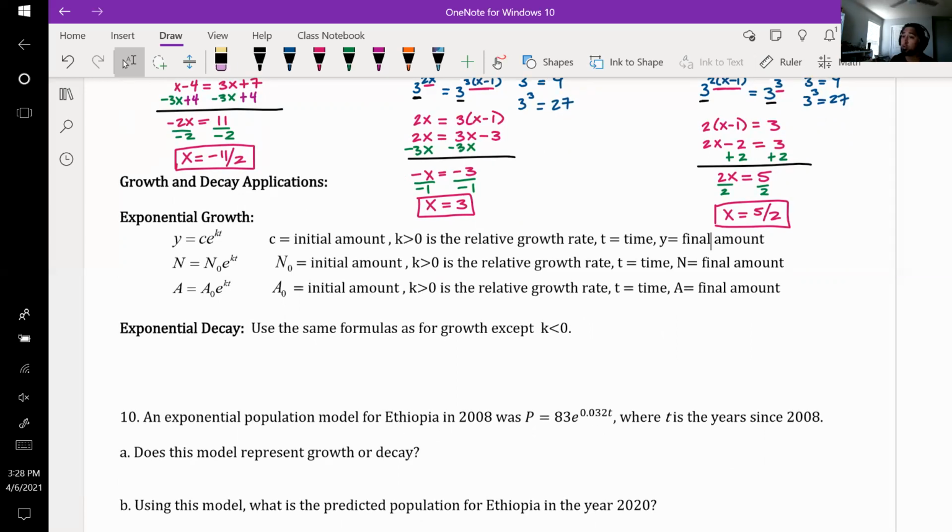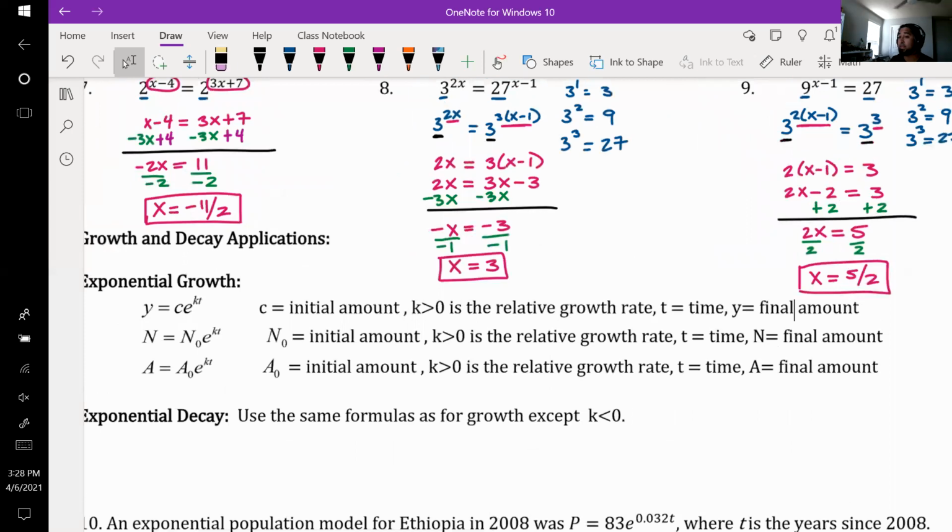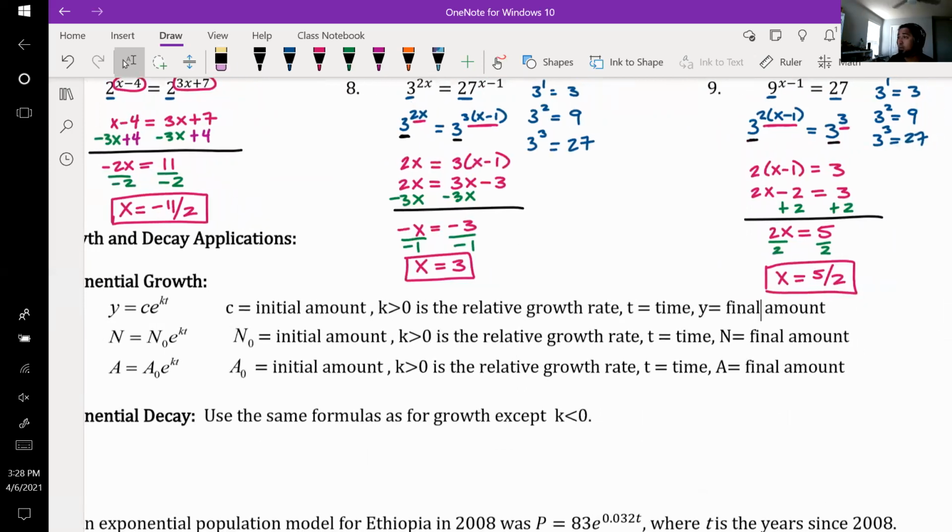So these are called exponential growth formulas. So for the first one, y equals c times e to the kt. C is the initial amount. So let's say that, I guess it's easier to talk about money. Let's say we put 10 bucks in. That would be the initial amount. And after X amount of years or T amount of years, we would want to know how much money our 10 bucks has made in investments. So C is the initial amount. K is the growth rate. So if K is greater than 0, then this is a growth rate. And for money, that's a good thing. T is always time, and Y is the final amount.